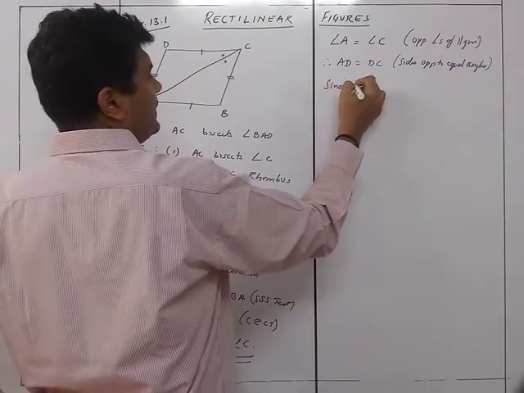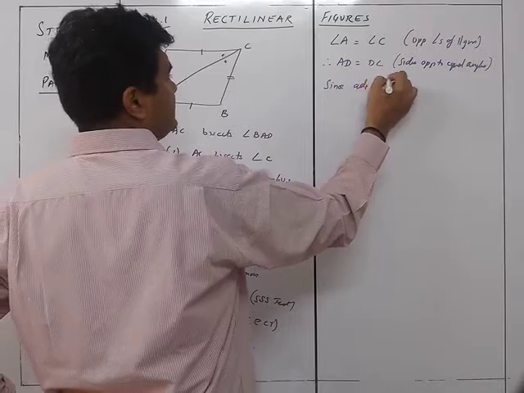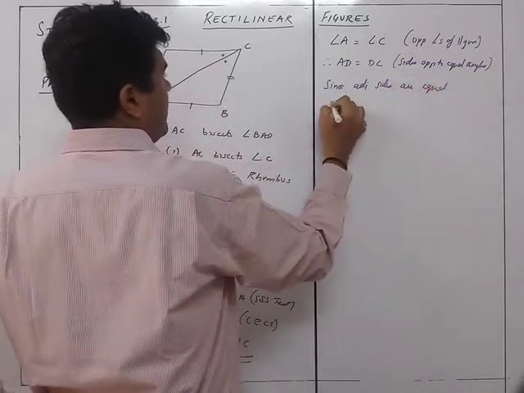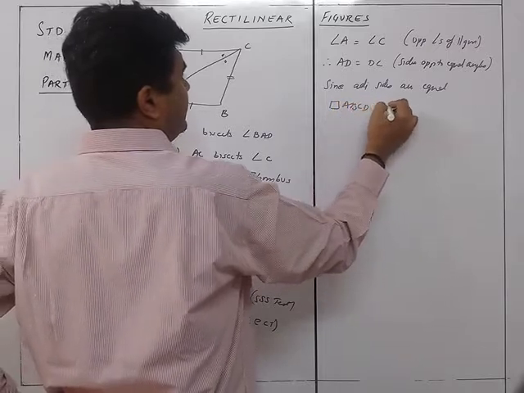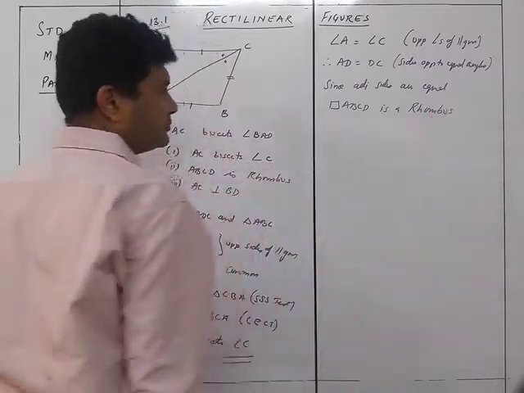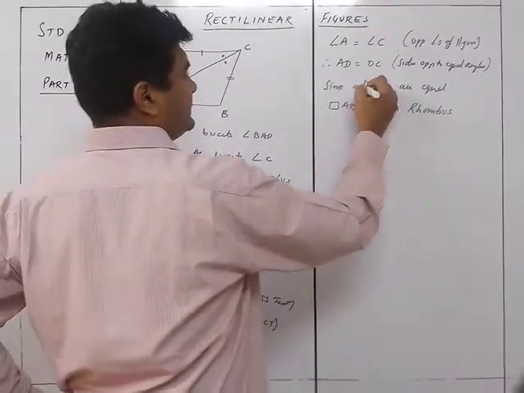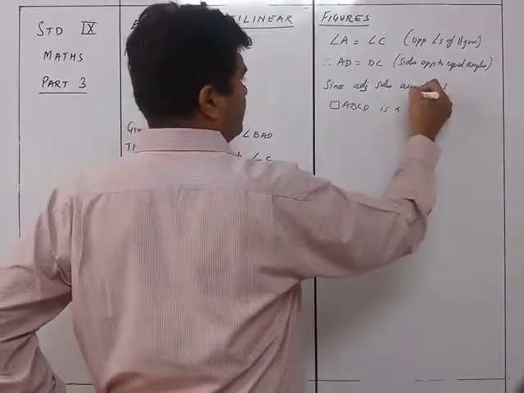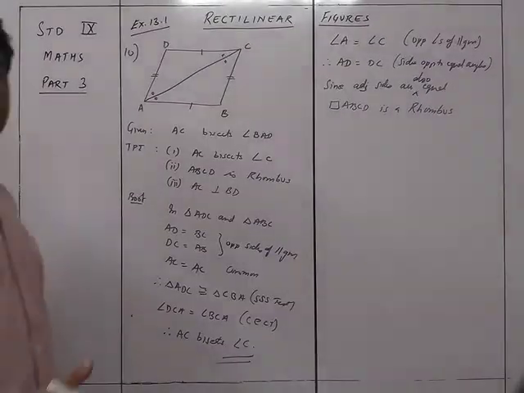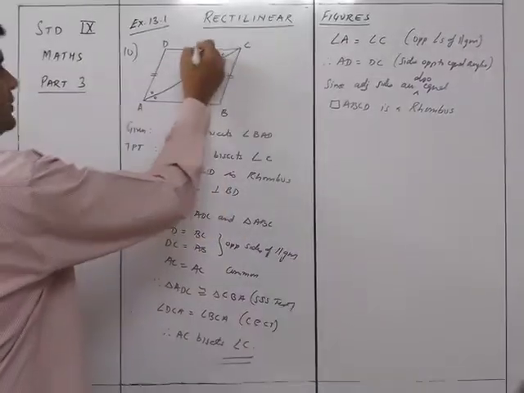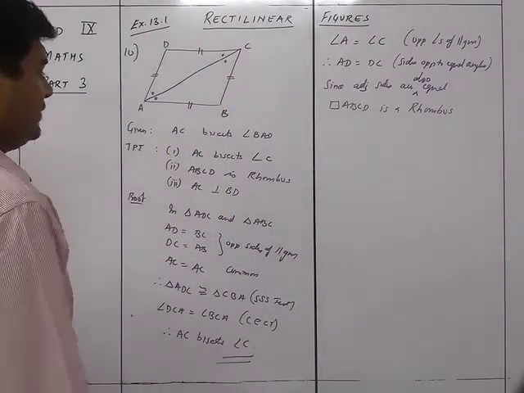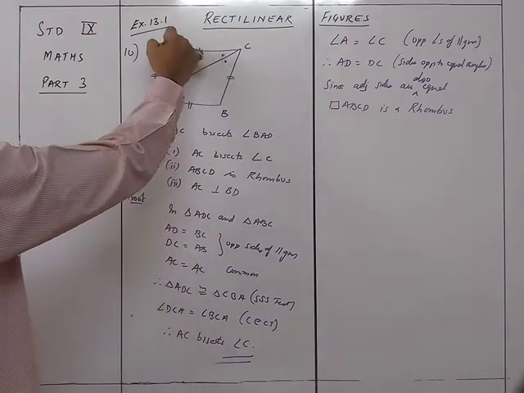Since adjacent sides are equal, quadrilateral ABCD is a rhombus. Because adjacent sides are also equal. Because opposite sides are already equal, adjacent sides are also equal, so this is equal to this, and this is also like this. Finally, AC is perpendicular to BD.